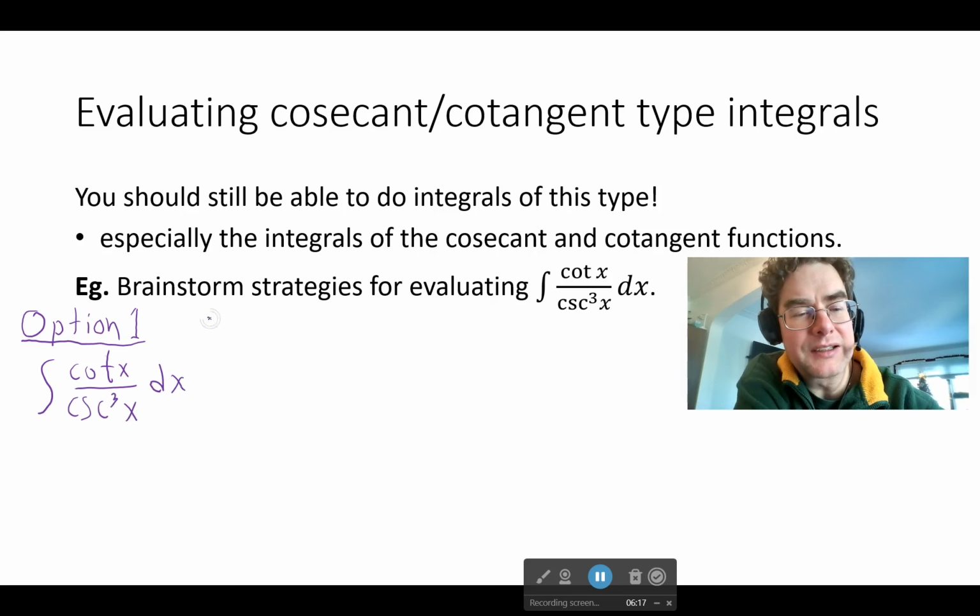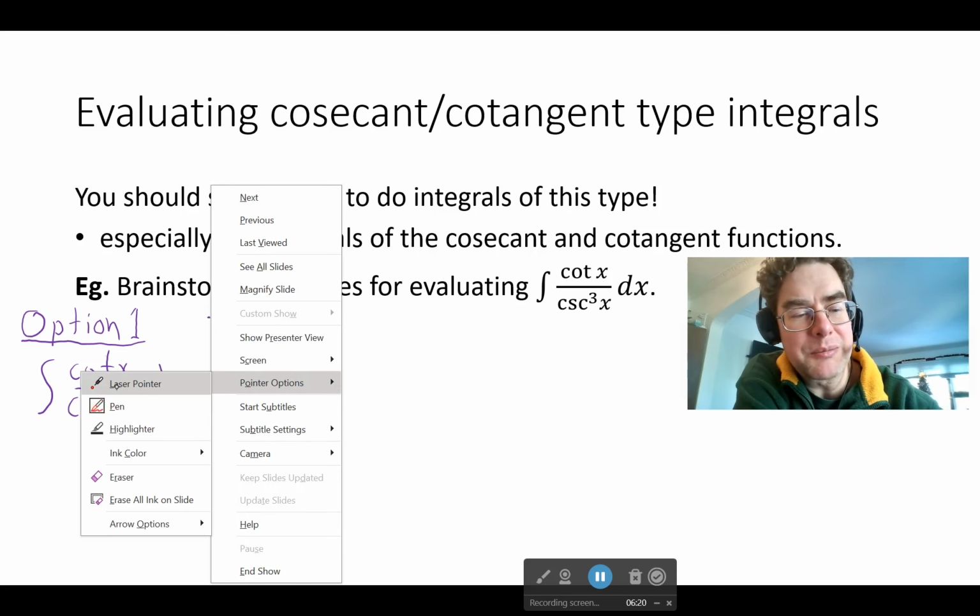Okay, so let's see if I can get this to change color. Always a dicey proposition.